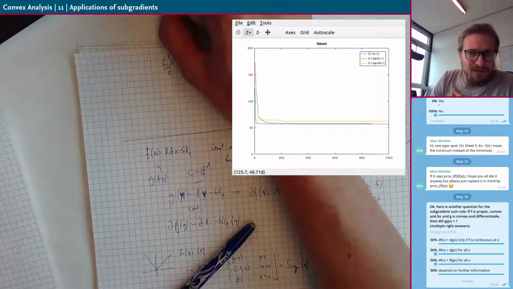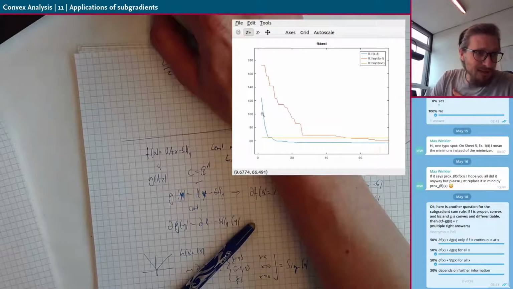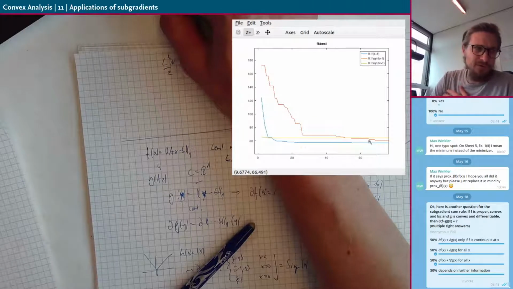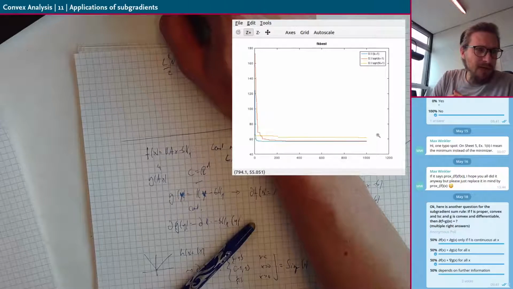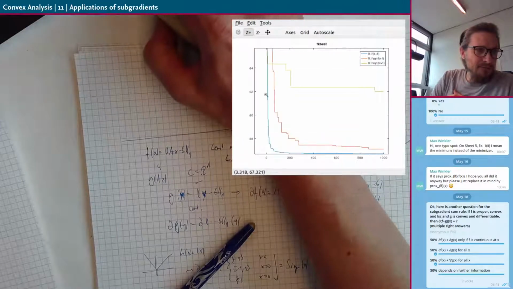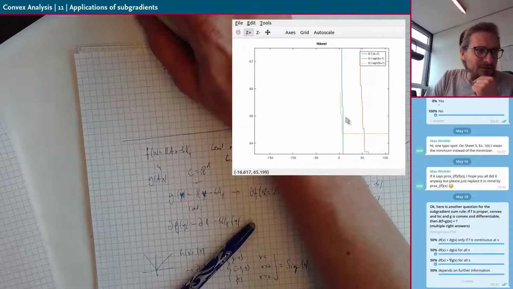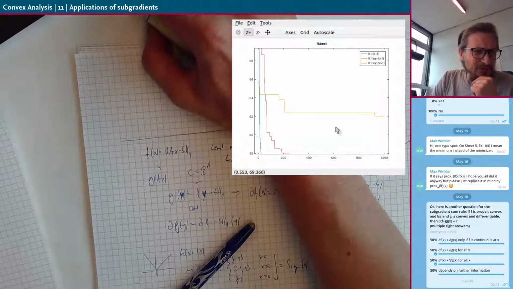So what you see here, the blue one is the 1 over k plus 1 step size, and it goes down fairly quickly in the beginning, and then it levels out. It has to level out because it has to converge. 1 over square root of k plus 1 goes down slower, and in the end it's still worse. But the fixed step size, which is now fixed at 1000 here in the end, goes down pretty fast in the beginning, but then it really struggles to improve any further.